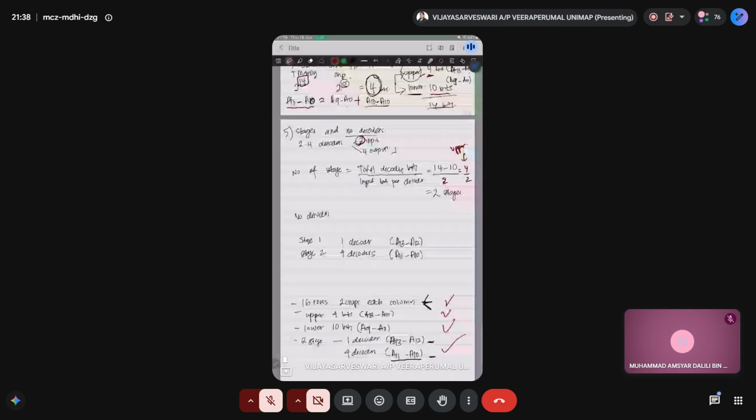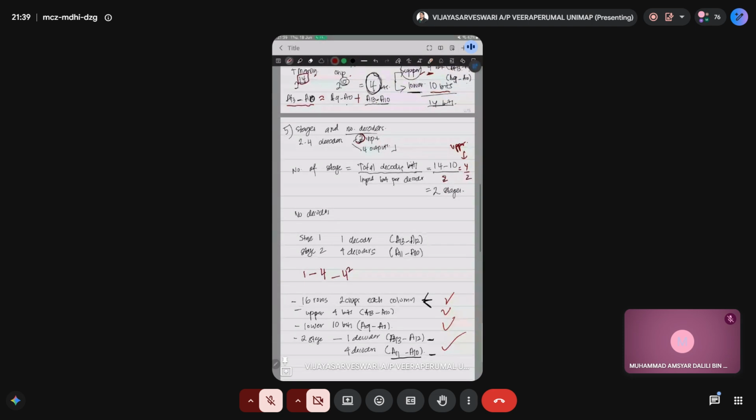So the number of decoders that we need for stage 1 is one. You have to start with one decoder because we are using multiplication. So 1 to 4, then 4 to 16. 16 to how much? Like that. 4 to 4, like this. 1 to 4, because your output is 4. So 4 squared, you will get 16.